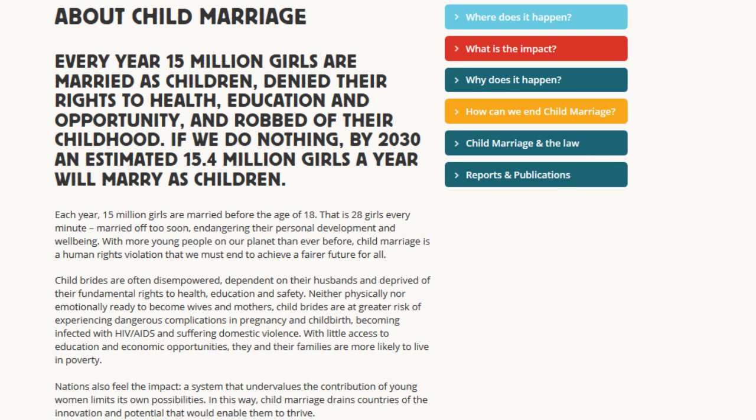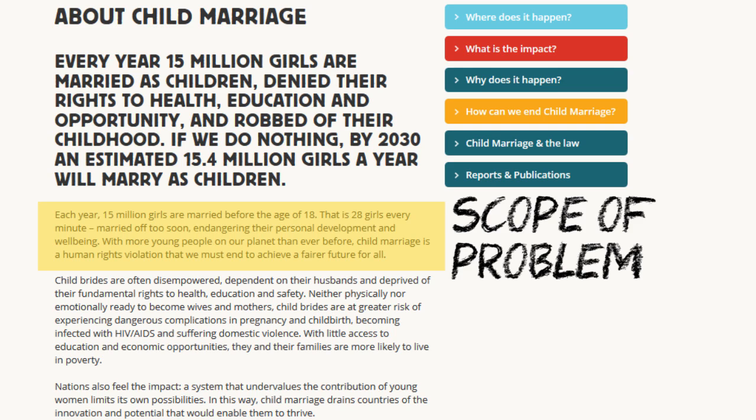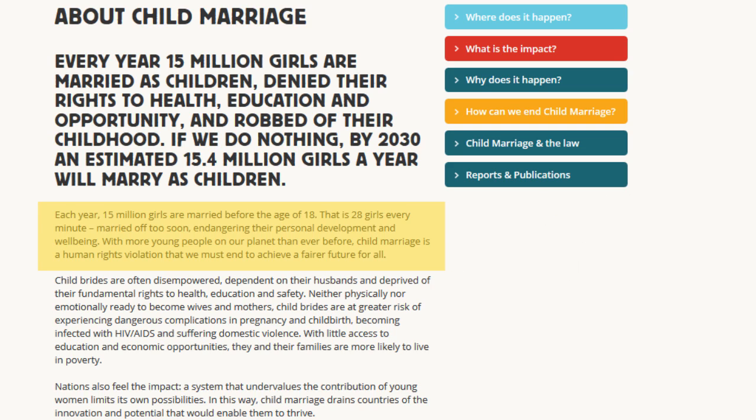Then, reading along, "each year 15 million girls are married before the age of 18. That is 28 girls every minute." Again, suggesting the scope of the problem, hopefully on the part of the authors, creating a sense of urgency among readers. Oh my goodness, that's a lot. Perhaps we should indeed do something. "These girls are married off too soon, endangering their personal development and well-being."